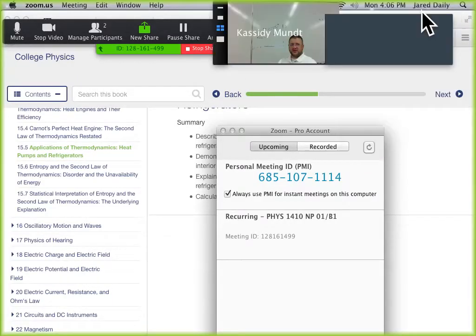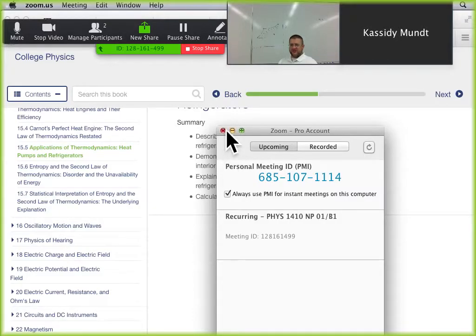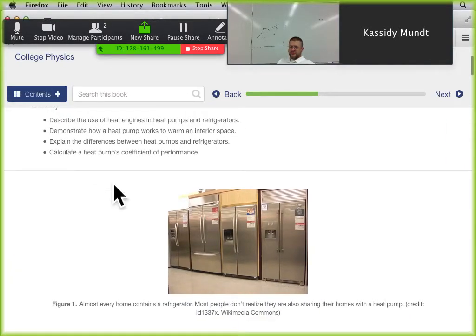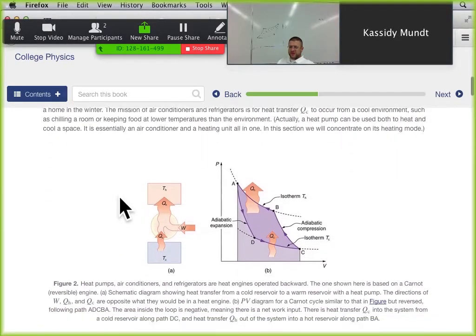So we're now starting section 15.5, refrigerators. What happens when, instead of taking heat from the hot reservoir, doing some work and dumping the waste heat into the cool reservoir, we go backwards? If we take heat from a cold place by doing some work and then dump it into a hot place, we call that refrigeration or air conditioning. People have a hard time wrapping their head around this, so we're going to try to figure out how it works.